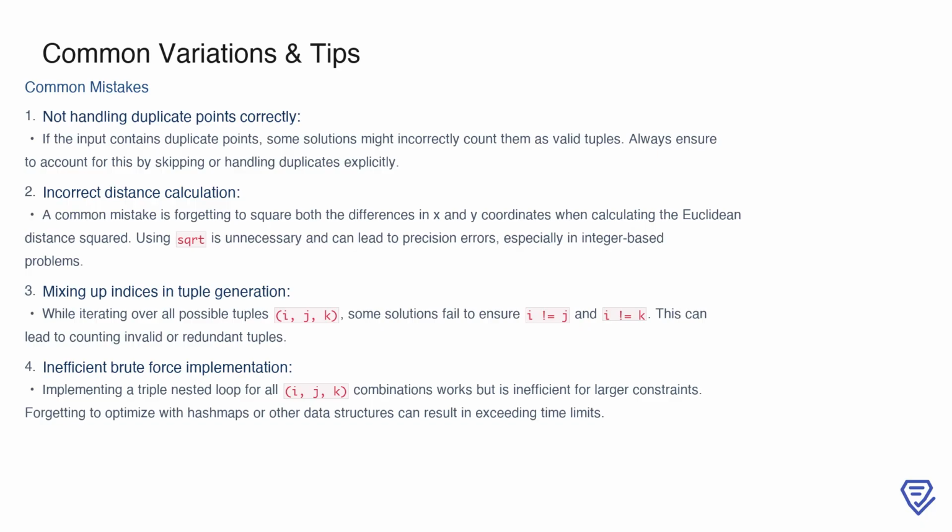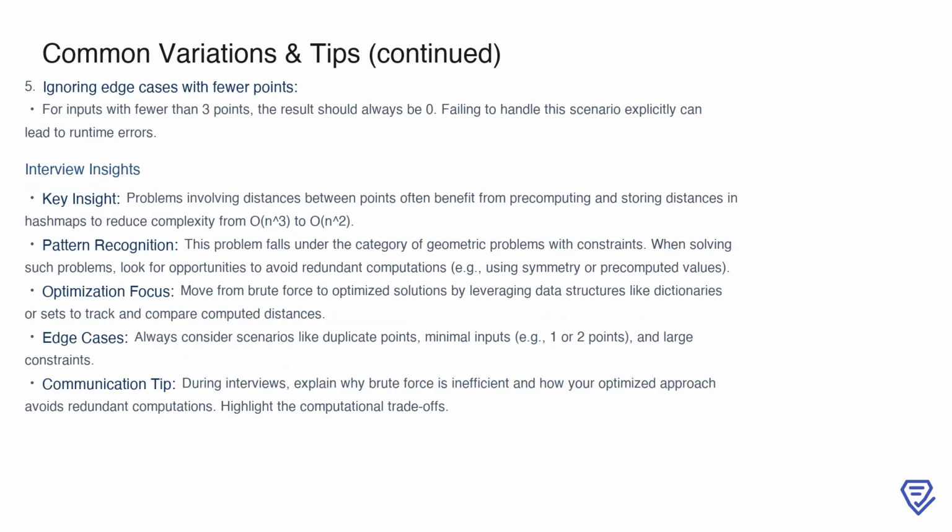Finally, while a brute force triple nested loop might work for small inputs, it's highly inefficient for larger constraints. Instead, optimize your approach by leveraging hash maps or other data structures to reduce the time complexity and avoid exceeding time limits. Now, let's consider a few more important points. For example, inputs with fewer than 3 points are an edge case that you should handle explicitly. In such cases, the result is always 0 because it's impossible to form a valid boomerang with less than 3 points. Neglecting this scenario can lead to runtime errors in your solution.